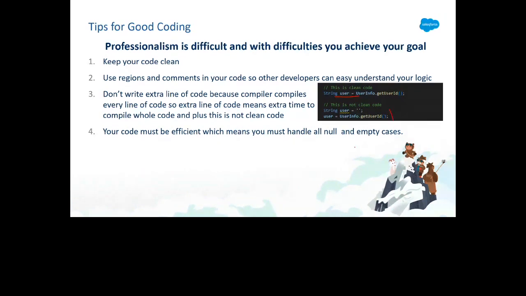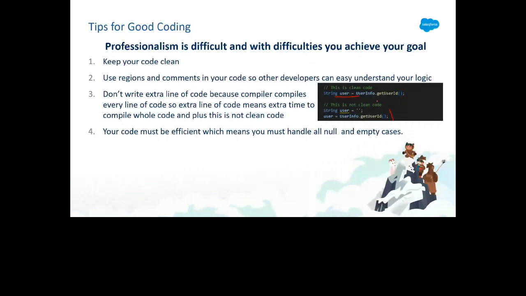And the second option is this. In the second option, the developer is declaring a user with an empty string and then assigning to the user. Although both options work the same, to keep your code clean and professional, you have to follow the clean code guidelines. How to keep your code clean. So this is the third tip from my side.